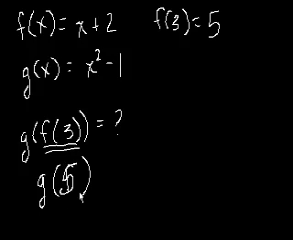Sorry for a little bit of messiness. So then what's g of 5? Well, then we take this 5 and we put it in place of this x, right? So g of 5 is 5 squared, 25 minus 1, which equals 24. So g of f of 3 is equal to 24.